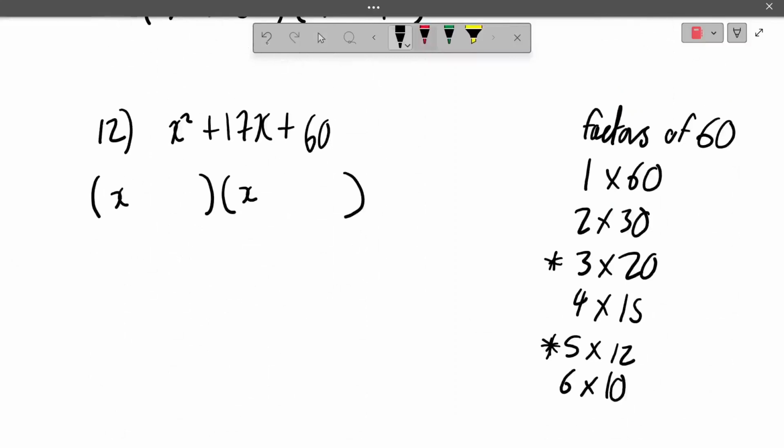Okay, so I need to multiply to make a positive and add to make a positive. So these are going to have 2 pluses. And how do I get to 17? Well, we have a plus 5 and plus 12 will get me 17.